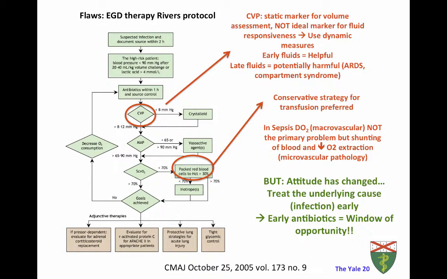What the overall results of these studies show is that although the Rivers protocol was not perfect, the important points to take away from it are that early antibiotics and fluids are the key to treating sepsis successfully. Additionally, as we have learned more about sepsis and shock in general, some of the goals proposed by Rivers, such as static markers of volume status, are now outdated. We also use more conservative transfusion goals now and have an understanding that the delivery of O2 is not the major problem in sepsis, but rather the inability of the tissues to use oxygen.